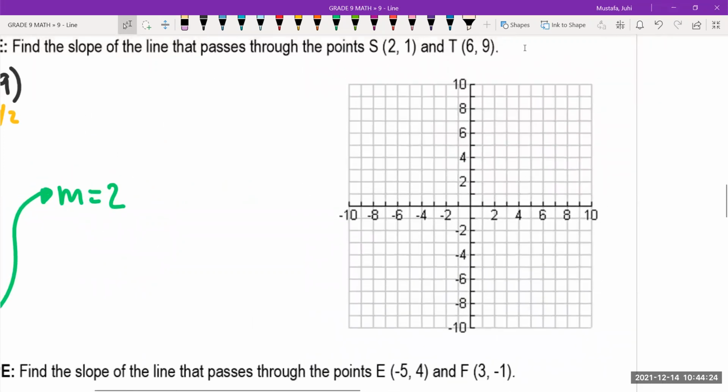Okay, so I'm going to put these 2 points onto my graph and let's see what I get. So we have 2, 1, which is this point right here. And we have 6, 9, which is this point right here. So go ahead and just put those down. This is your letter S and this is your letter T. And I'm going to go ahead and make a line going through both of them. Okay, I'll pause here so you guys can catch up.